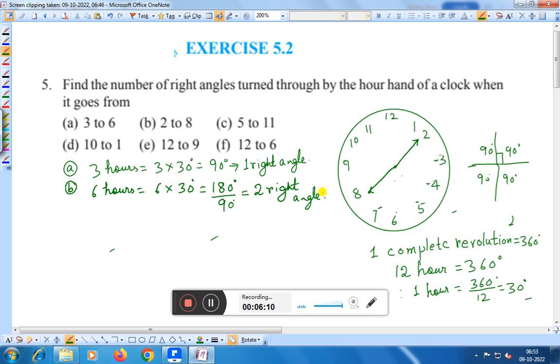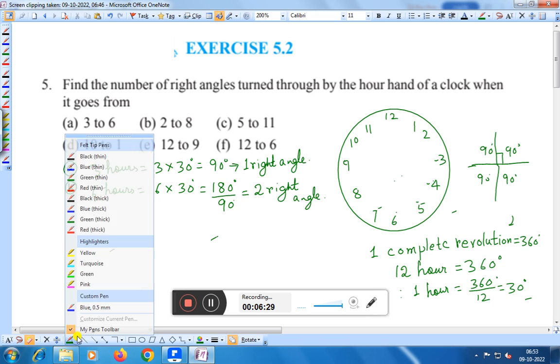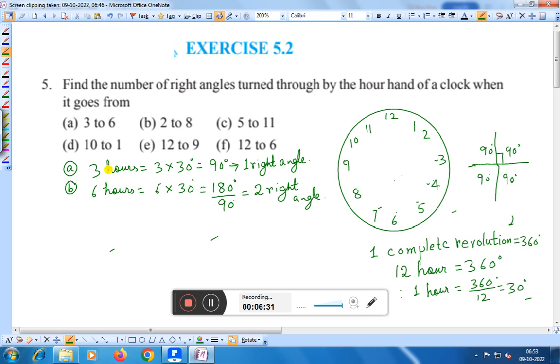Now question number C, we will deal with question number C in this way. First we will rub this one. Now question number C, 5 to 11. Here you see, this is the center of the clock. It goes from 5 to 11. This is 5. It goes to 11, that is here.